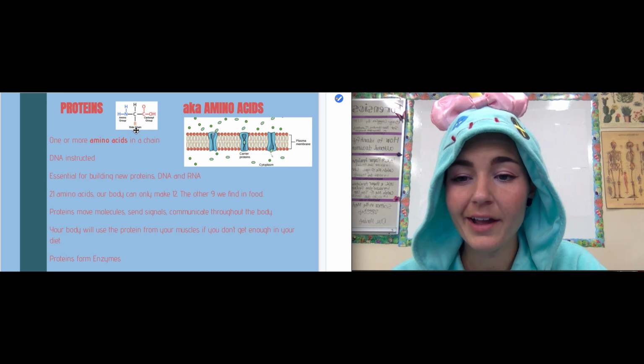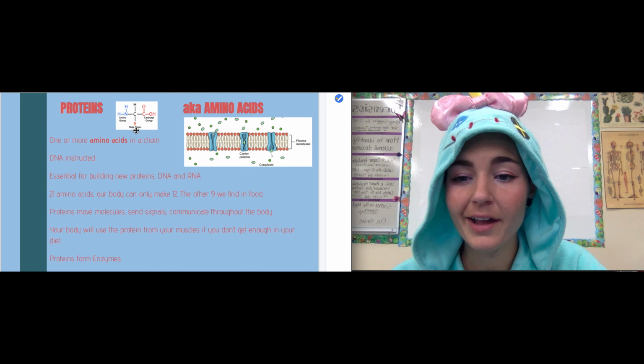And so these amino acids can link together in a chain or they can stay on their own. We'll see that on the next slide, what happens when they all link together. Proteins are instructed by our DNA. So remember, DNA is the instructions for the cell. They're instructions for our body on what to do. And the DNA essentially tells our body what proteins to make, and then those proteins kind of get everything done. So proteins are built by DNA. They are essential for building new proteins, and they're essential for building DNA and RNA. So DNA instructs how to build proteins, and then proteins help build DNA. So everything is connected here.